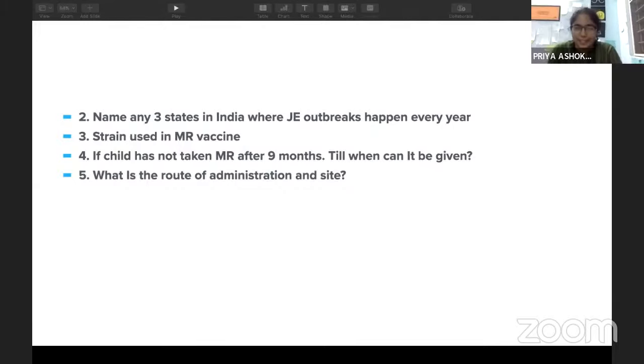Okay. Strain used in MR vaccine. Name the strain. Edmonston-Zagreb. Correct. What about rubella? Rubella is RA27/3. Correct. If a child has not taken MR after 9 months, till when can you give?